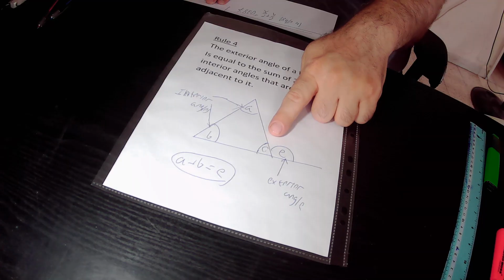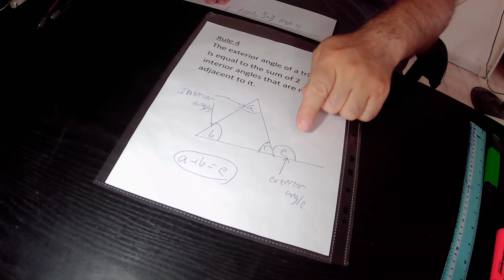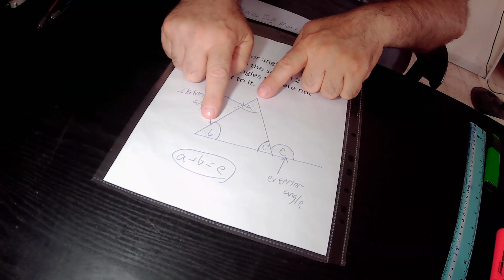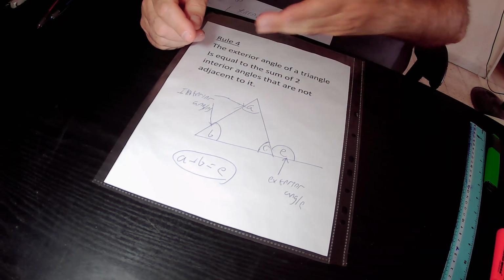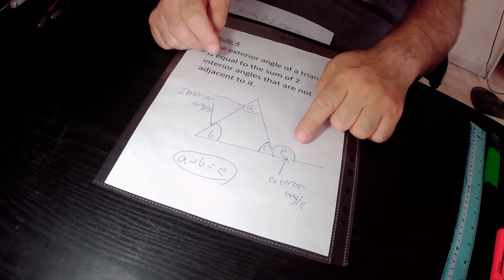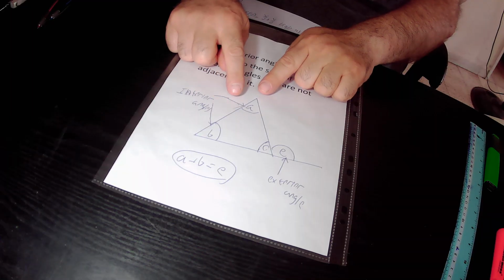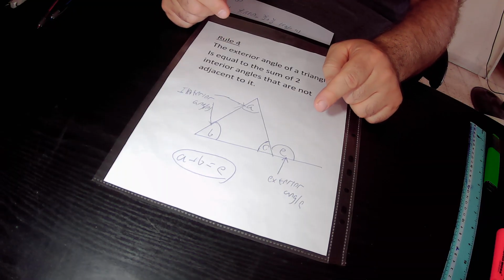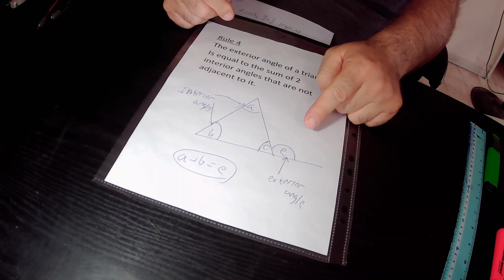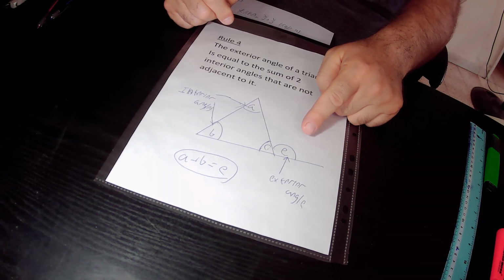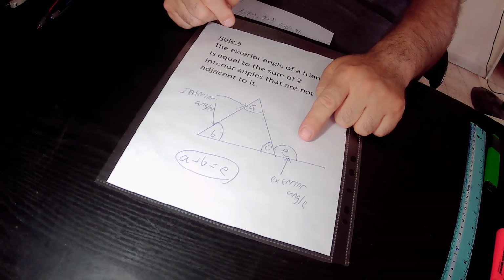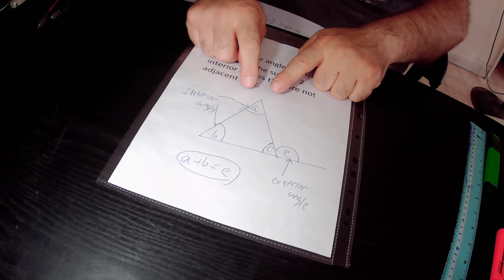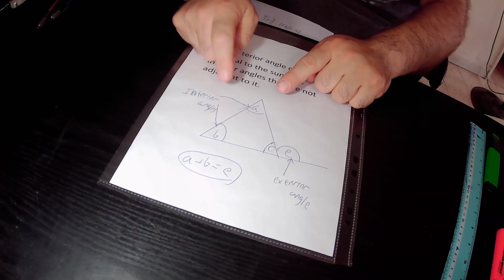This is angle C, that is adjacent to angle E. The two other interior angles that are not adjacent to angle E are A and B. And therefore, according to this Rule 4, the size of angle E equals A plus B. That is the sum of the two interior angles that are not adjacent to angle E. So, in conclusion, according to Rule 4, the external angle E equals A plus B.